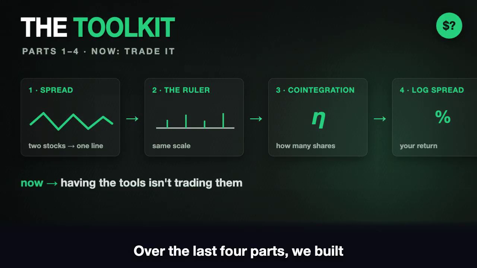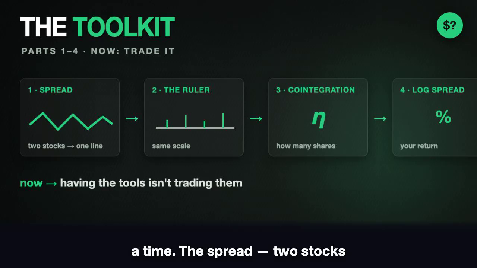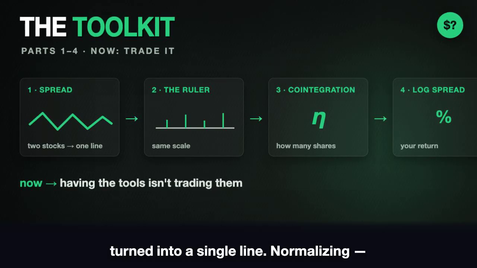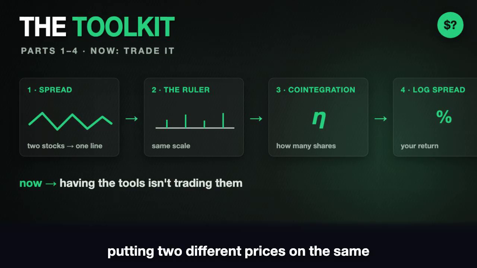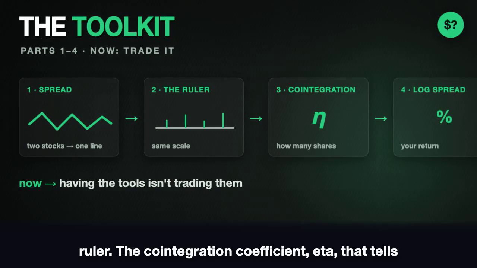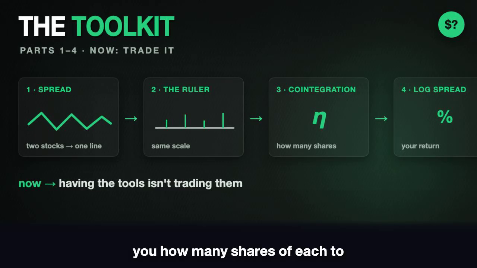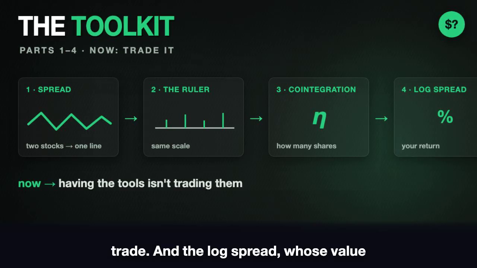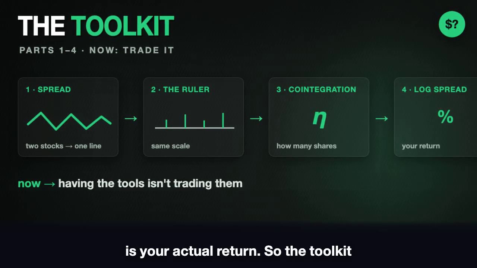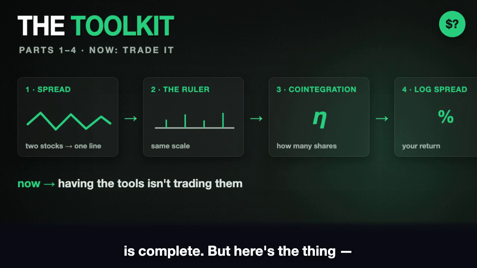Over the last 4 parts, we built the tools of pairs trading, one at a time. The spread, 2 stocks turned into a single line; normalizing, putting 2 different prices on the same ruler; the cointegration coefficient, eta, that tells you how many shares of each to trade; and the log spread, whose value is your actual return. So the toolkit is complete.